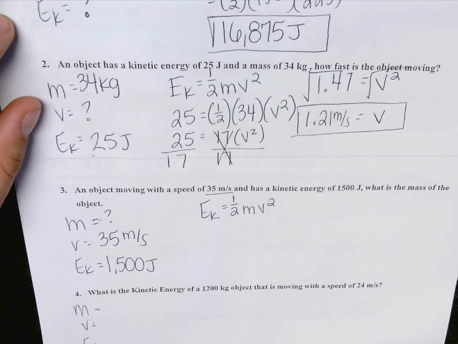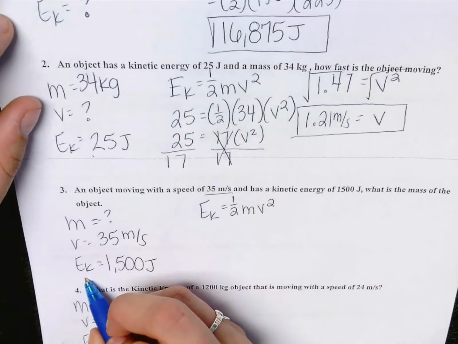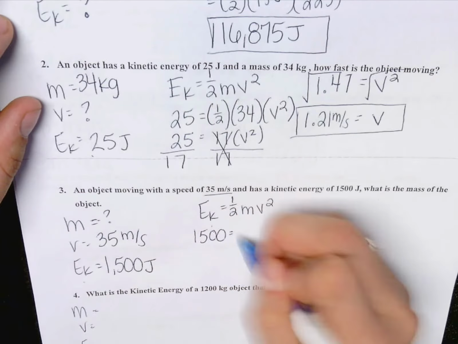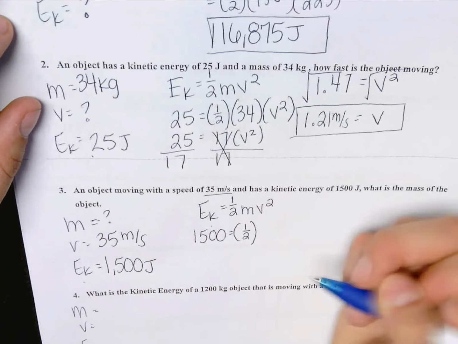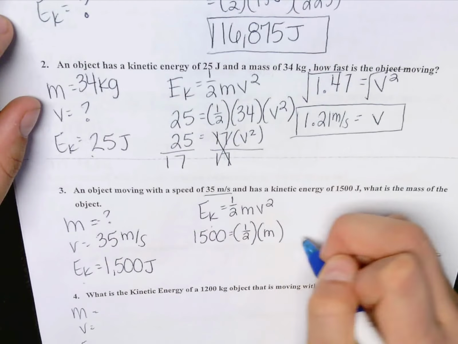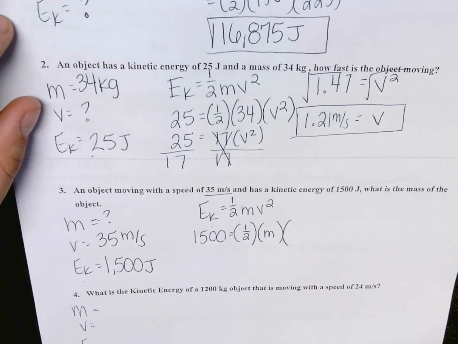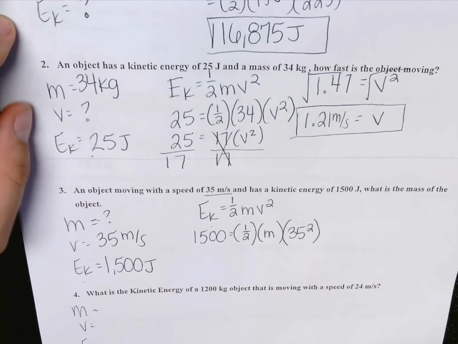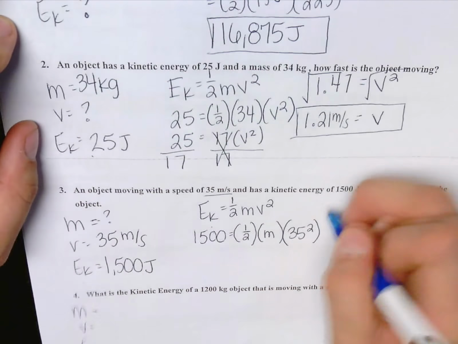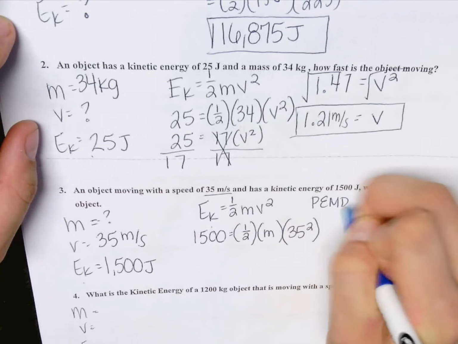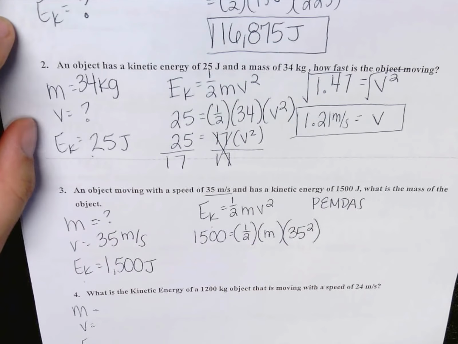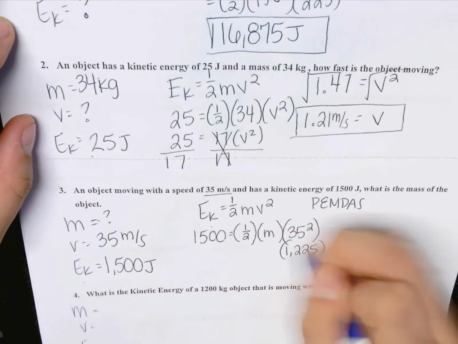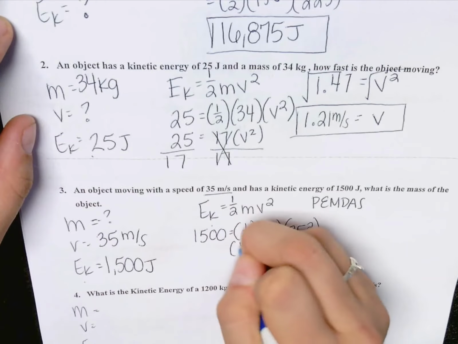All we got to do, guys, is plug this through. Kinetic energy, so we say 1,500 is equal to 1/2 times some unknown m times what? 35 squared. What do I solve first if my order of operations is please end my day at school? 35 squared. 35 squared equals 1,225. And nothing else is going to change yet.